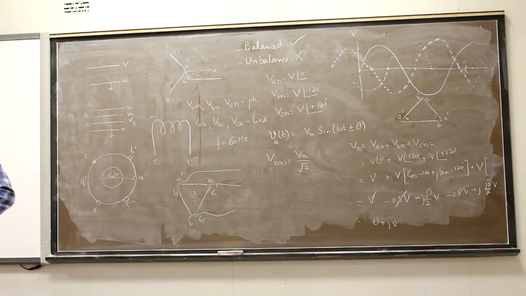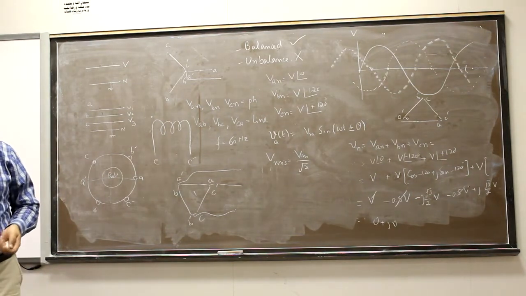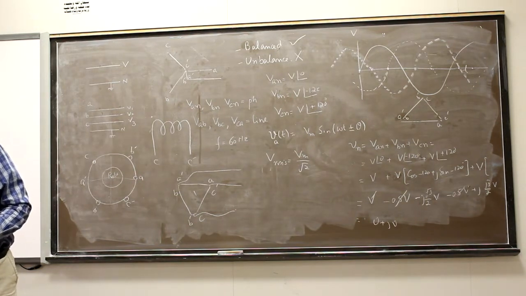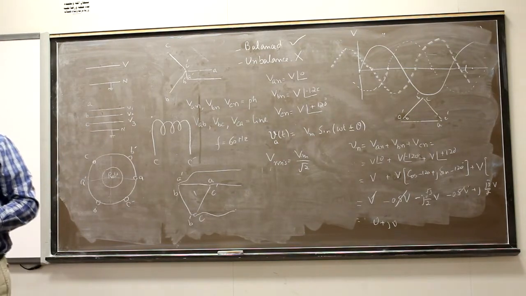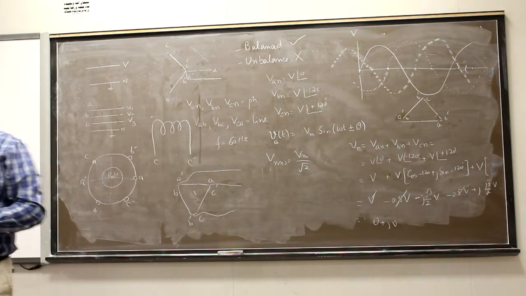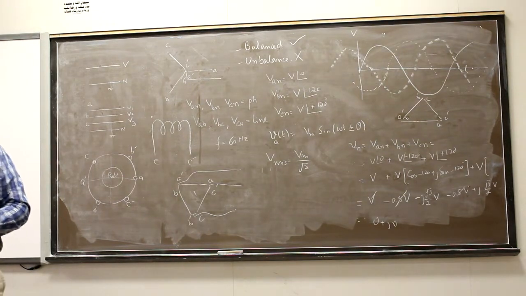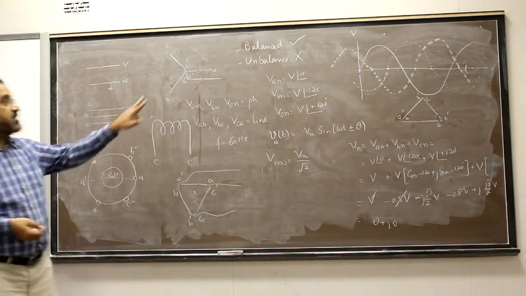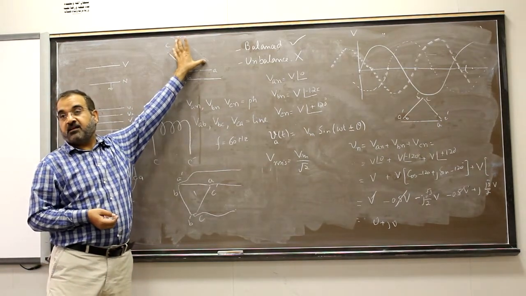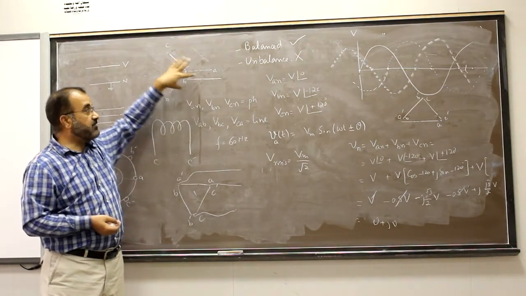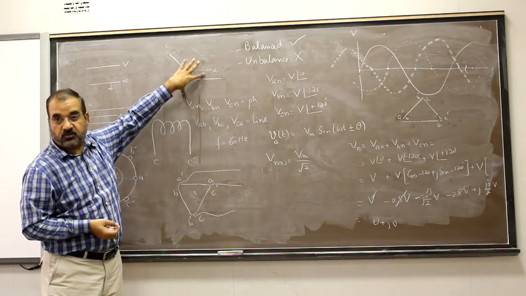One more thing, generators are always connected in Y connection. Sometimes special generators are connected in delta. But in most cases we connect it in Y connection. Now if that is the condition, you will have a phase voltage and you will have a line voltage.